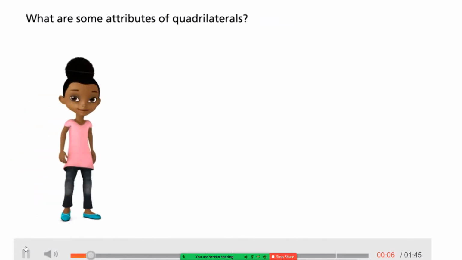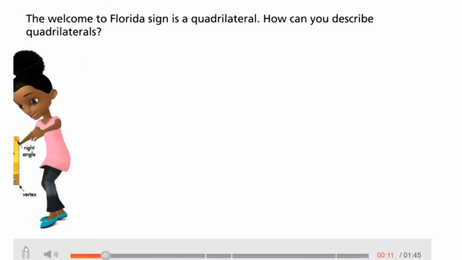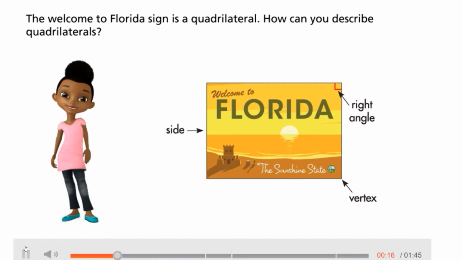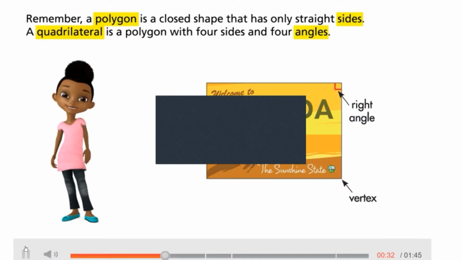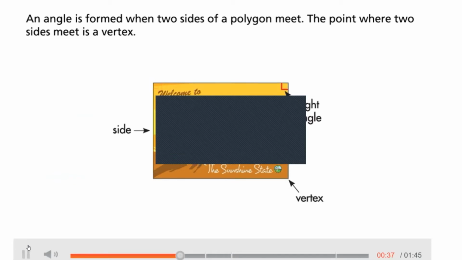What are some attributes of quadrilaterals? The Welcome to Florida sign is a quadrilateral. How can you describe quadrilaterals? Remember, a polygon is a closed shape that has only straight sides. A quadrilateral is a polygon with four sides and four angles. An angle is formed when two sides of a polygon meet. The point where two sides meet is a vertex.